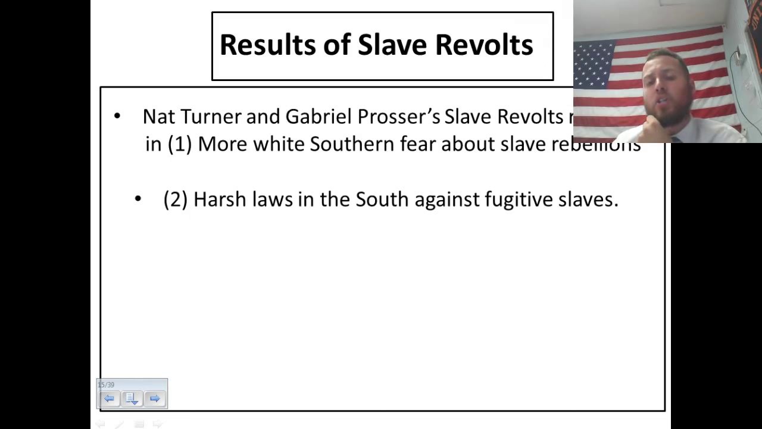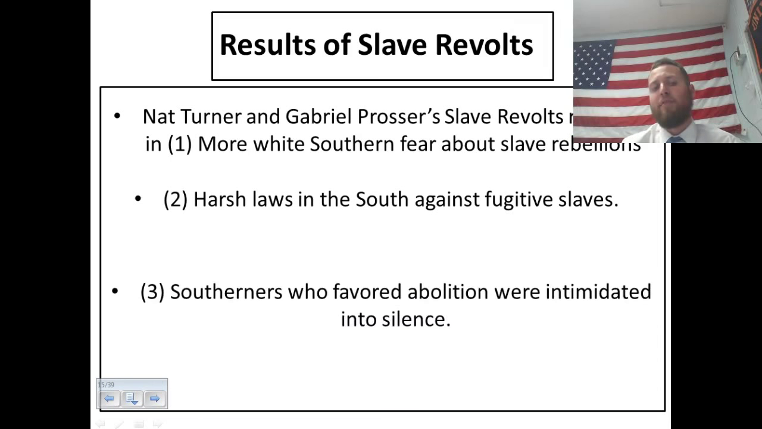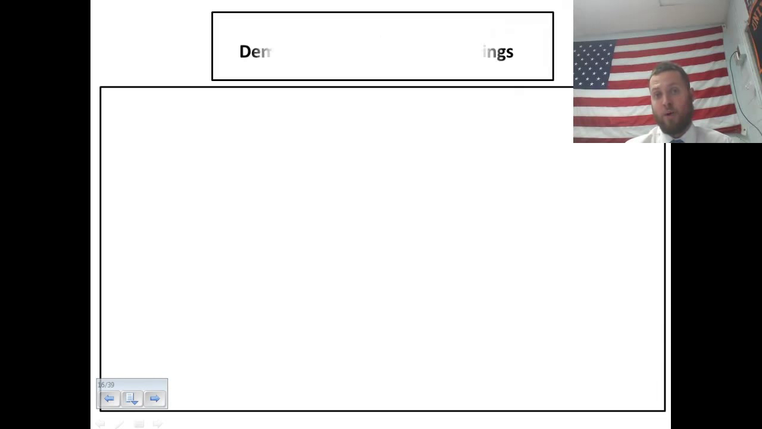2. Harsh laws in the South against fugitive slaves. Okay? So the White South isn't going to respond with easy laws. They're going to have harsh laws to discourage anyone from becoming a fugitive slave. We have harsh laws because of the slave rebellion. And three, Southerners who favored abolition were intimidated into silence. If you were against slavery in the South, you didn't speak about it anymore because you were intimidated into silence. 1, 2, 3, more fear, harsher laws, Southerners who favored abolition were intimidated into silence. We good? Pause me if we ain't good. If not, we're going to the next one.